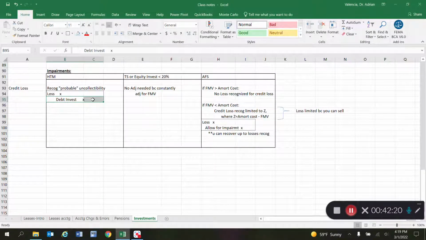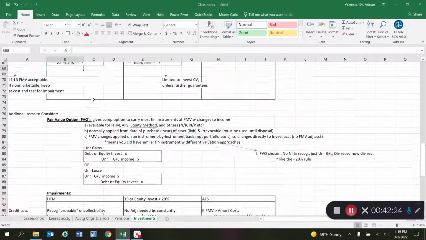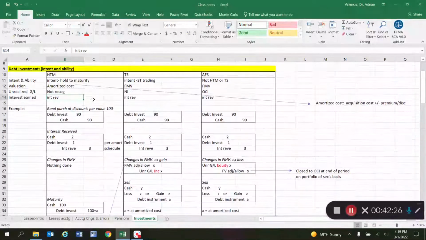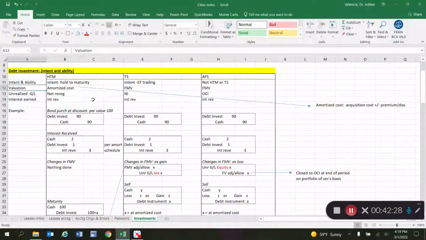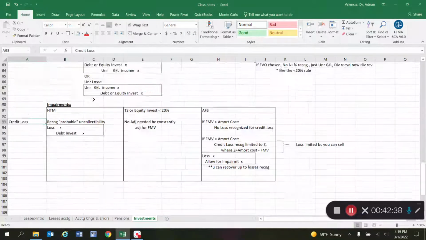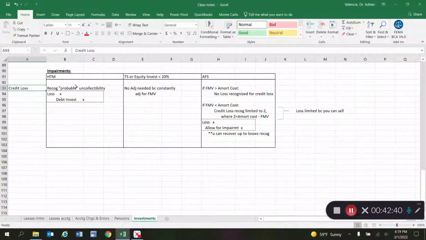Okay? And for the held to maturity, that's important because remember, the held to maturity instruments are carried at the amortized cost. So we're not marking held to maturity to fair market value. So at any point in time where we have a potential impairment, we want to take that loss and reduce the debt instrument.